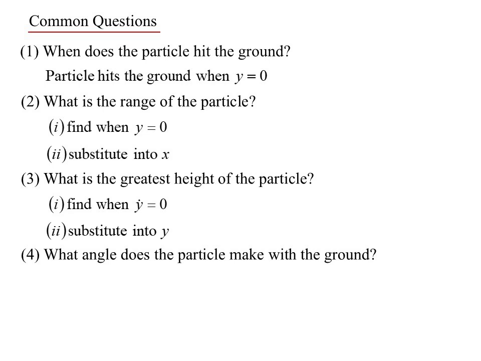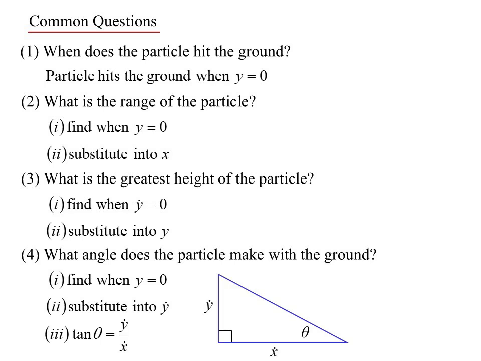So for this one, when it hits the ground, I'll say, well, all right, when does y equal 0? But I'll substitute it into the velocity components. Well, actually, in reality, I only need to substitute it into the vertical velocity, because horizontal velocity is constant. It's always going to be that. There's my triangle. I can work out the angle.